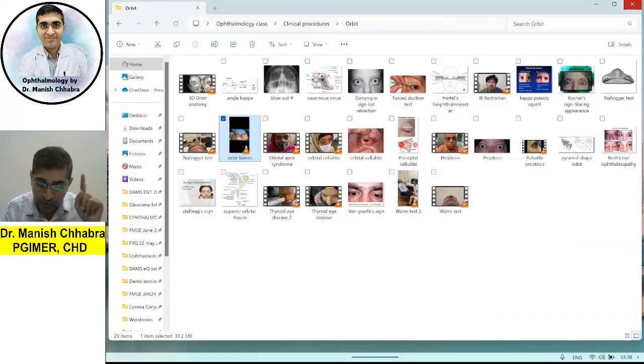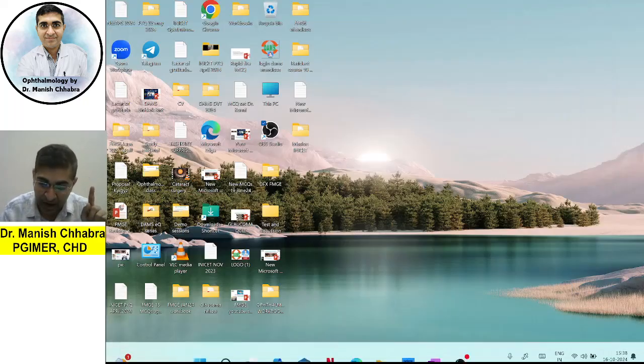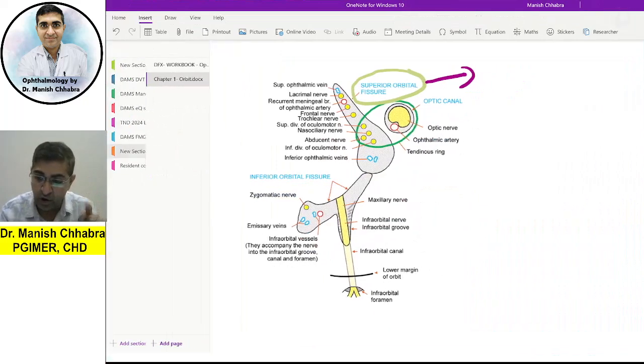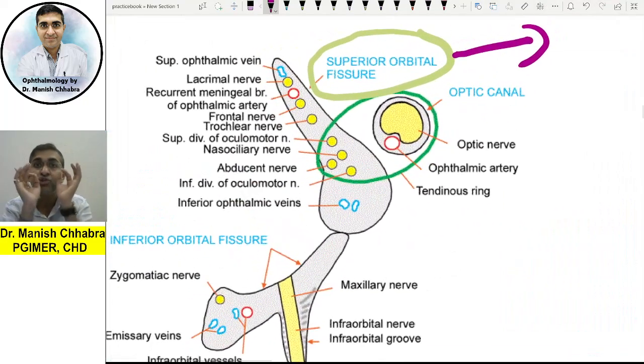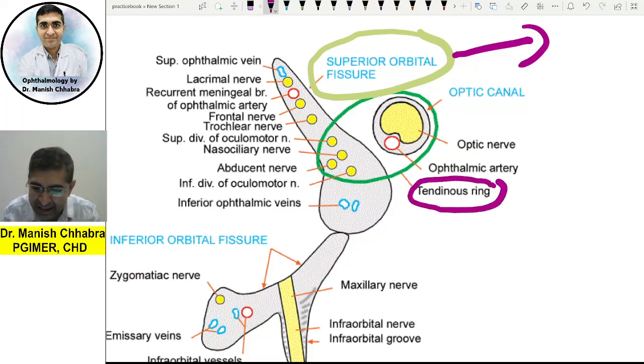Yes. Now, what are the structures that pass through the superior orbital fissure? So basically, you divide the superior orbital fissure into three parts: the superior part, the middle part, and the inferior part. I again repeat: superior part, middle part, and inferior part. And this is divided with the help of the common tendinous ring. So what is the relevance of this common tendinous ring? It gives origin to the recti muscles.